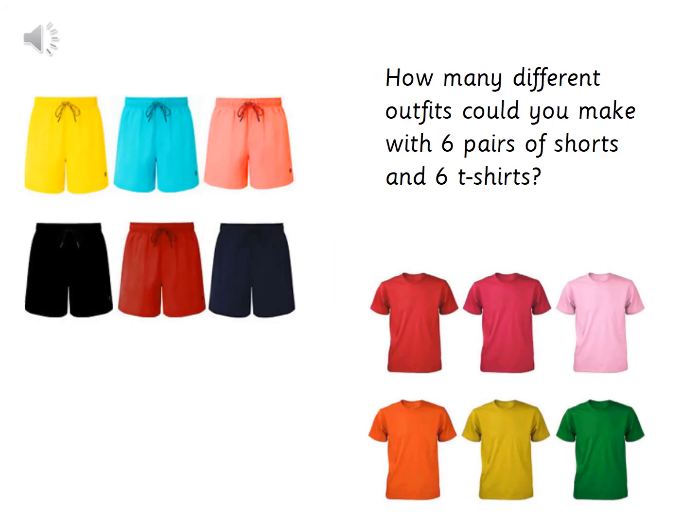Here's another example of a correspondence problem. I wonder if you could solve this one yourself. Our question is, how many different outfits can you make? Your outfit will be made of a pair of shorts and a t-shirt. As you can see, there are 6 different coloured shorts and there are 6 different coloured t-shirts. How many different combinations of outfit do you think it's possible to make?